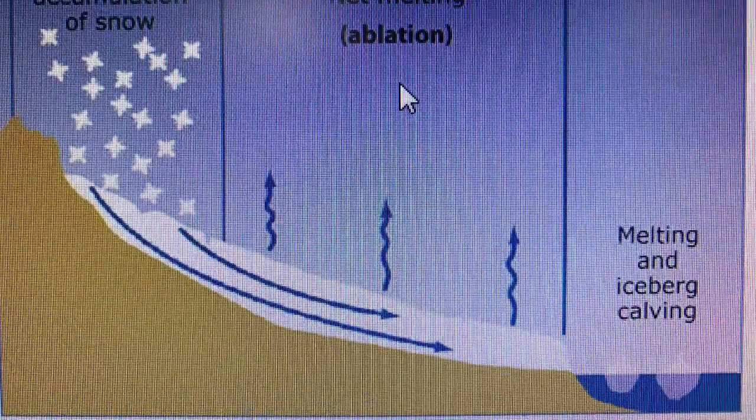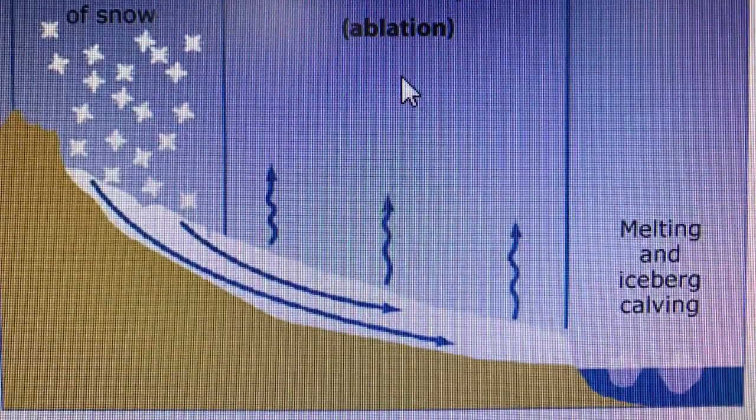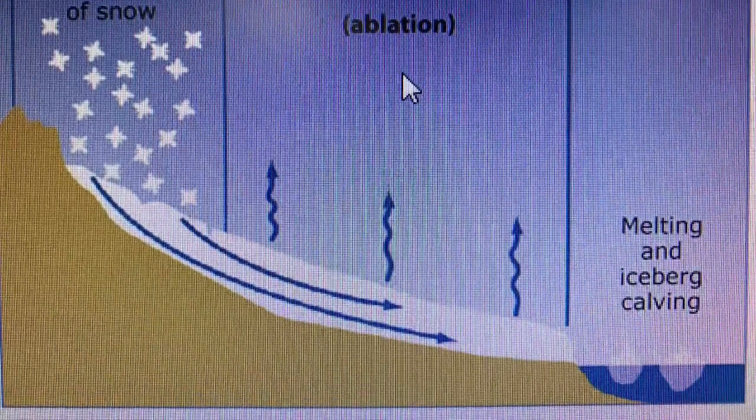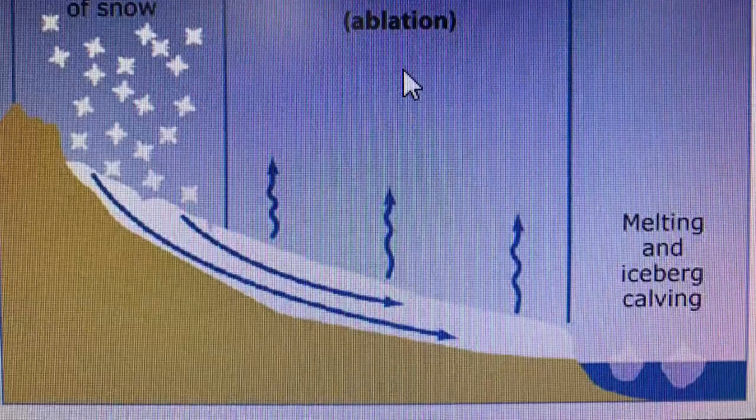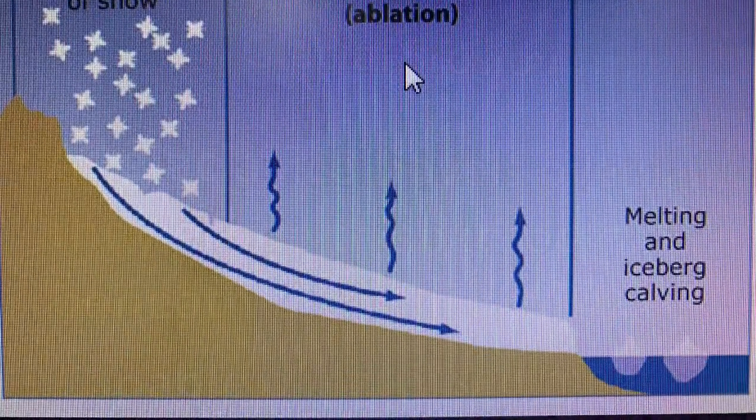Now, as this happens, of course, you're going to get melting and things like that. And eventually, when you hit the sea, you're going to start to break apart. The ocean is going to break you apart. But glaciers tend to move in this downward movement as a combination of their own weight and gravity.